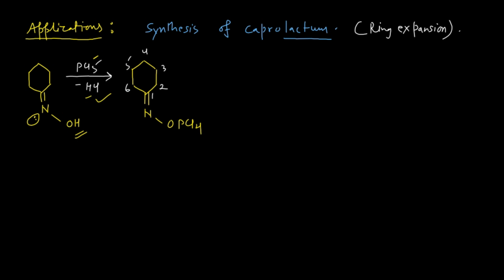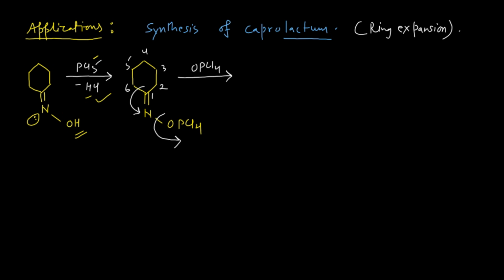This bond will break from here, and it will shift onto the nitrogen atom. Please remember, migration origin is the carbon and migration terminus is the nitrogen. So carbon will migrate from here, position 1, to the nitrogen atom, and this will eliminate, okay? So what will happen in that case?